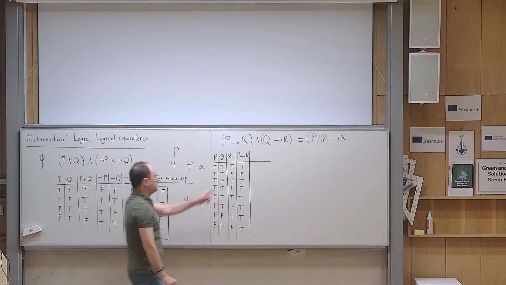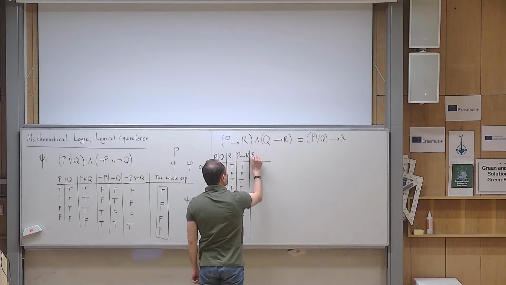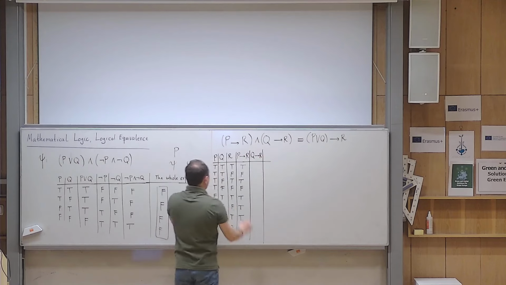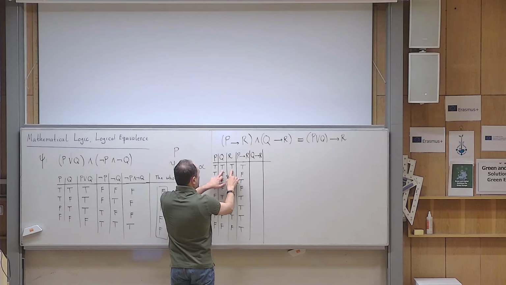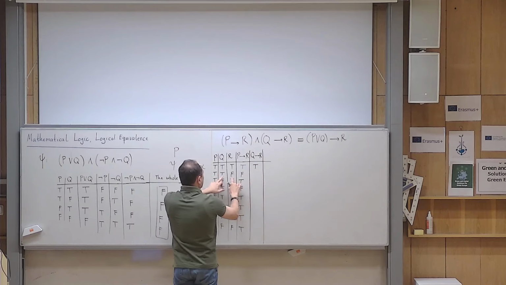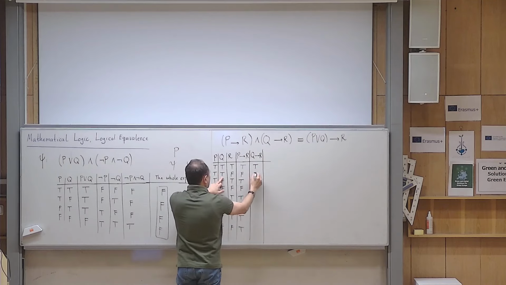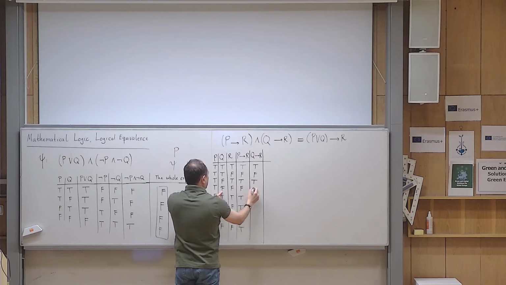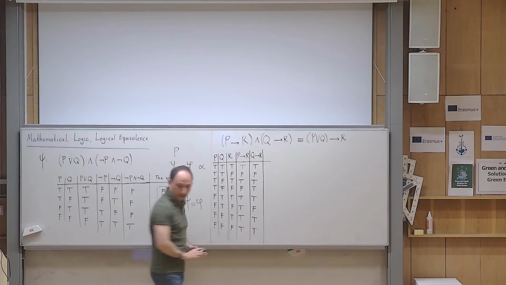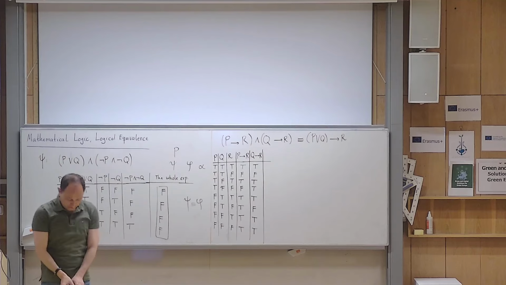I also need another conditional, if Q then R. But this time I concentrate on these 2 columns. T, T, so that is T, TF, it is F, FT is T, FF, T, T, F, T, and T. Yes? Do you agree?